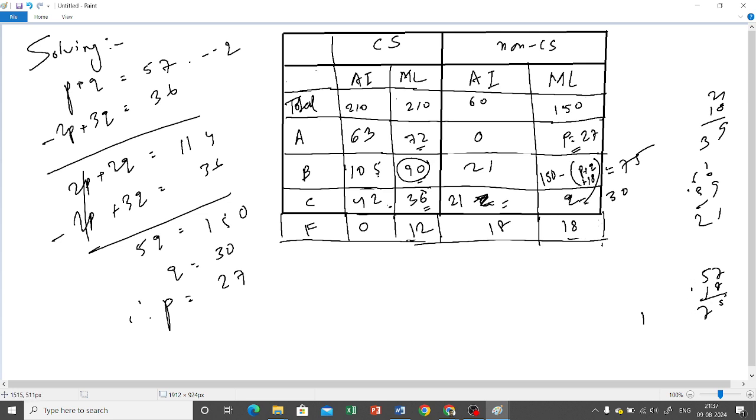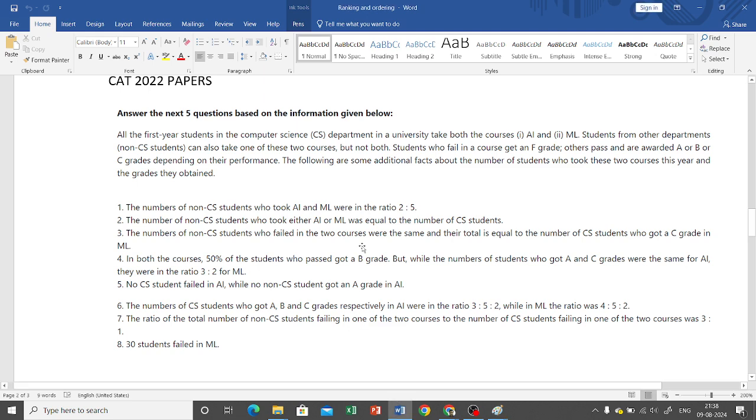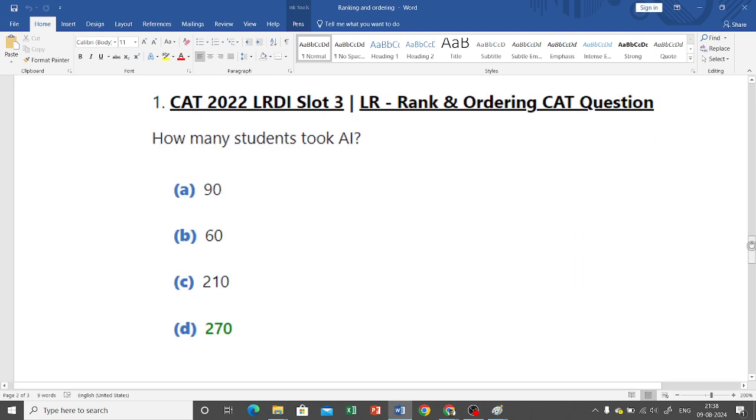So we got all the values. Once we got the values, now we're just going to solve the questions, which is going to be very easy. So once we go down, now our job is done.